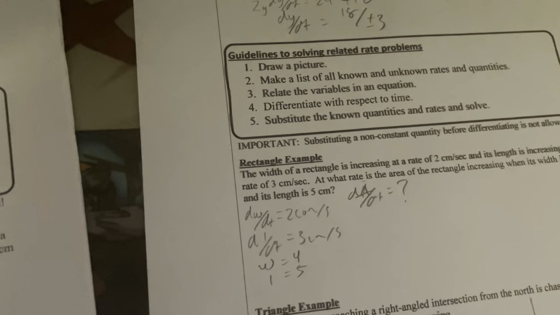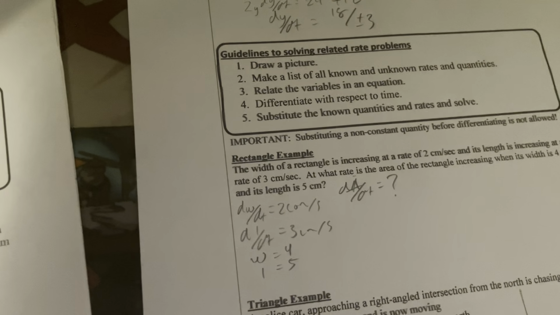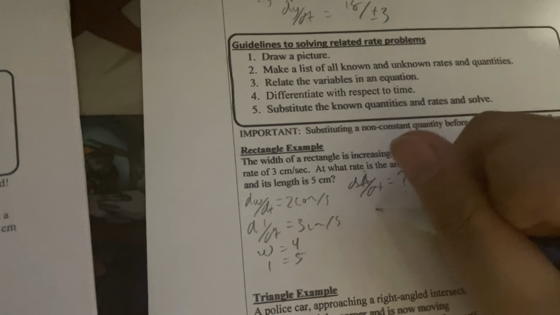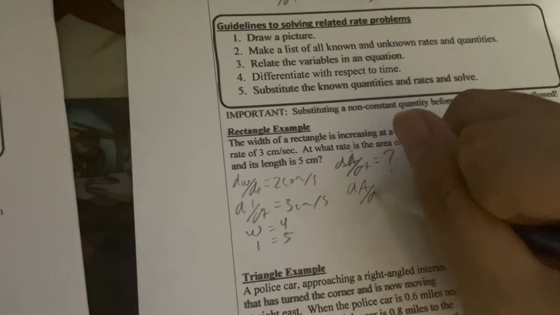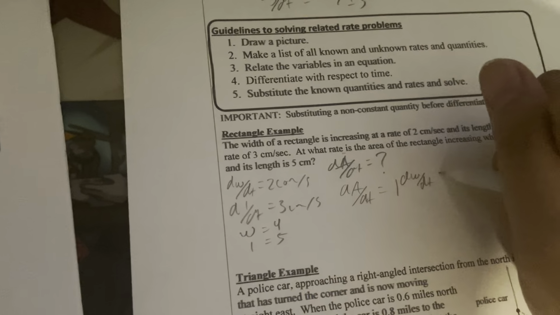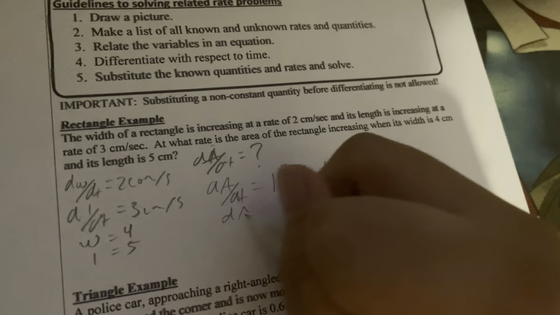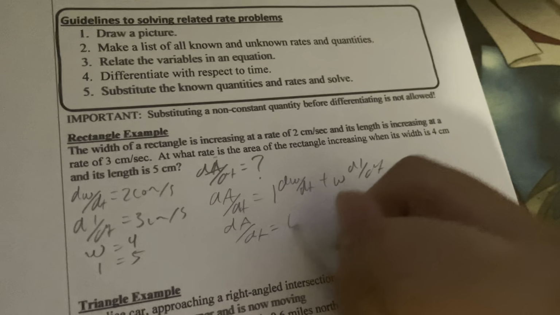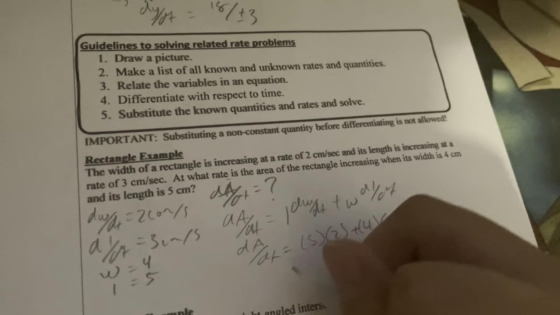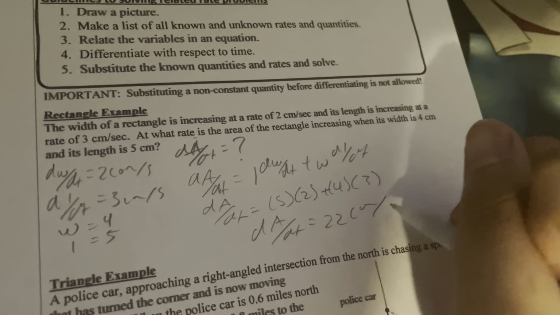So using the product rule, we know that dA/dt equals length multiplied by dw/dt plus width times dl/dt. We plug in the values that the problem gave us, and we find that dA/dt is 22 centimeters squared per second.